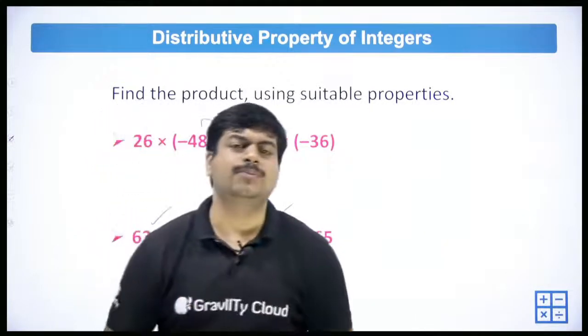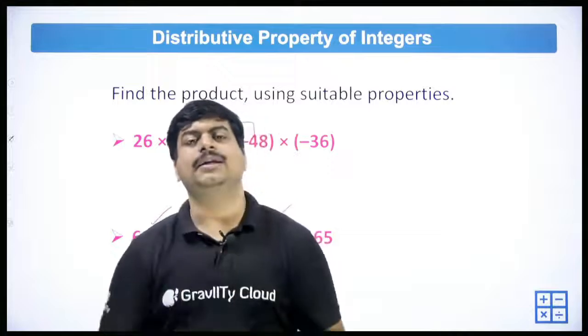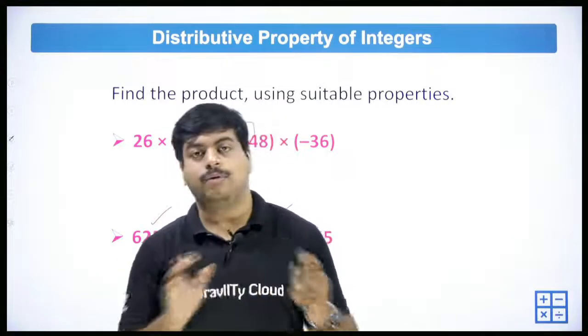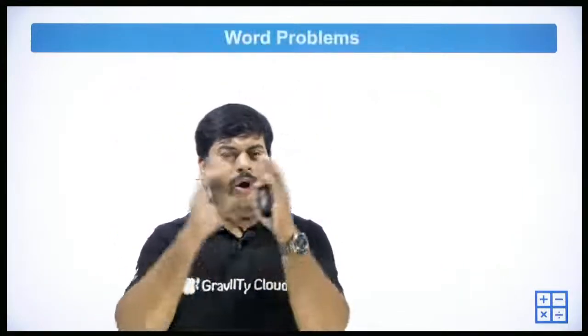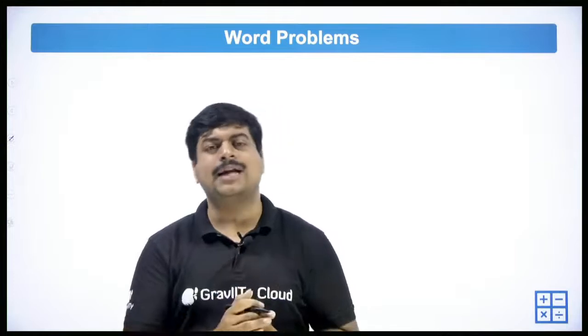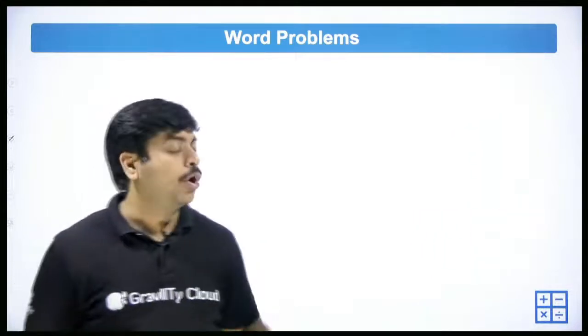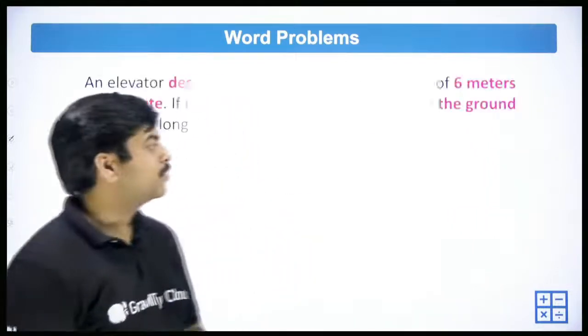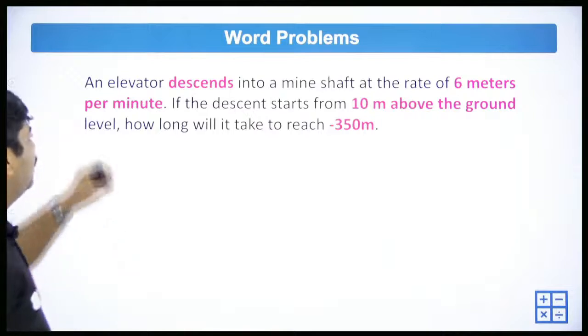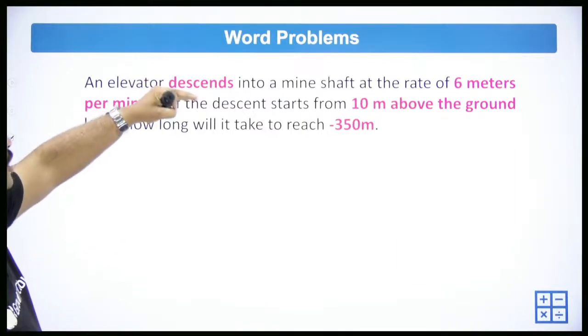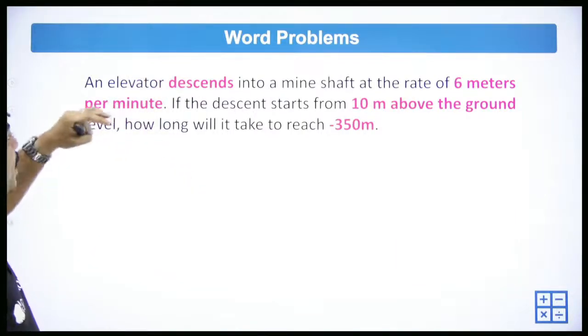Now let's move to the most important thing in integers, the word problems. We have discussed a lot of properties till now, a lot of applications, a lot of operations: how to add, multiply, subtract and divide integers. So with all this information, let us try some questions on word problems. What is the first question we are having? An elevator descends into a mine shaft at the rate of 6 meters per minute.